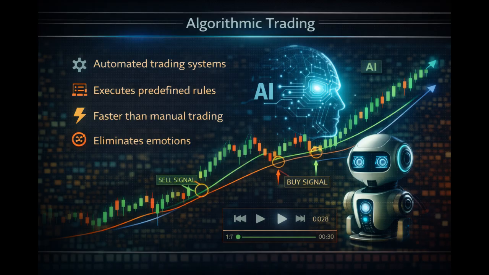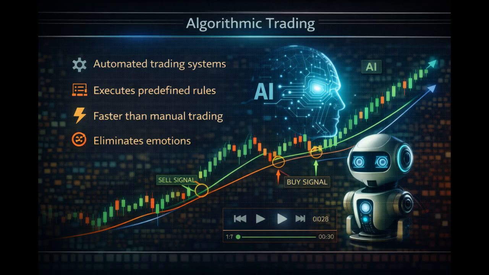Purpose of algorithmic trading. The primary purpose of algorithmic trading is to automate the trading process and remove human emotional biases from trading decisions. Human traders often make mistakes due to fear, greed, or impulsive behavior. Automated systems follow predefined rules consistently, which improves discipline and strategy execution.